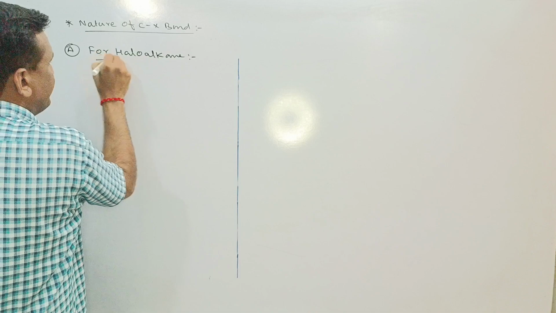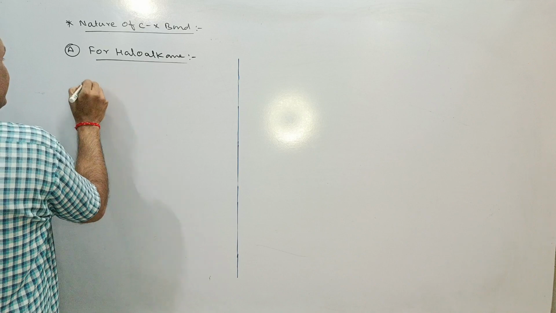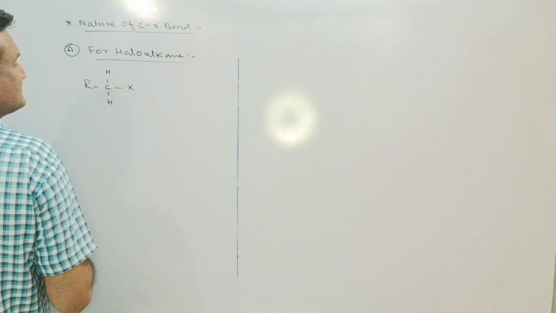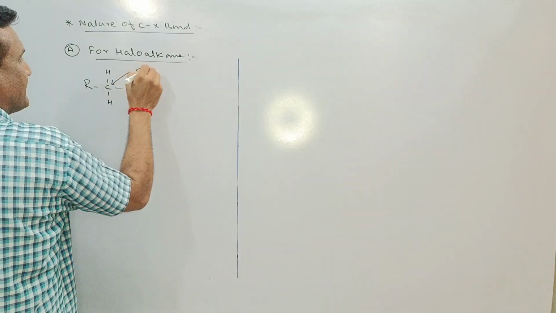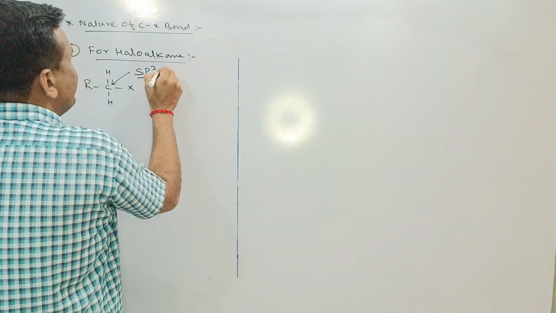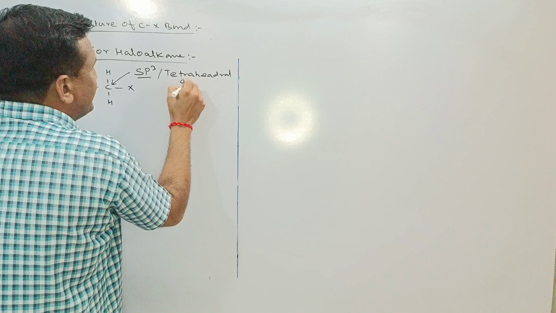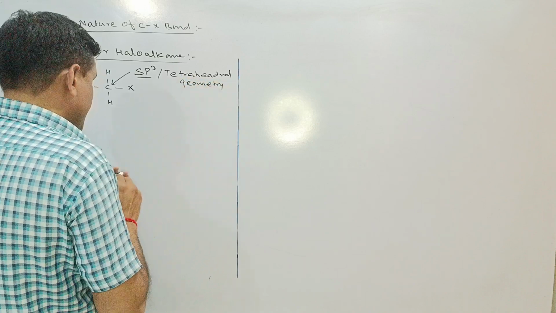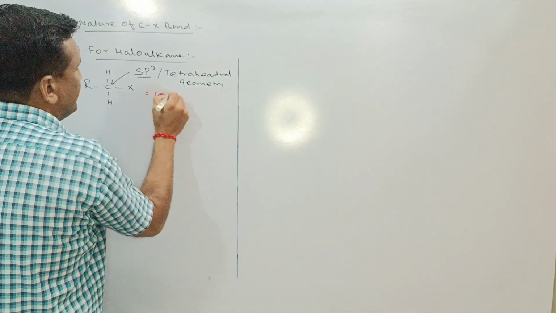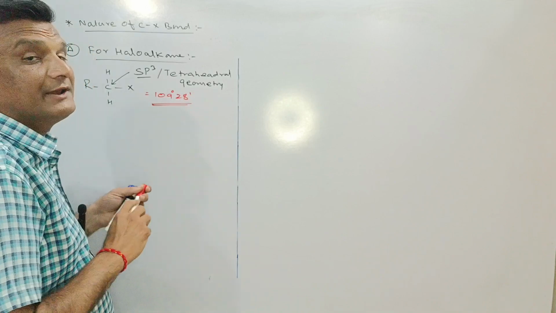Haloalkane. If I go with the haloalkane, then as we all know, this is the example RCH2X. This carbon is in sp3 hybridization because all are sigma bonds. Due to sp3 hybridization, its geometry will be tetrahedral. Tetrahedral geometry, this is the most important. The bond angle will be the proper value, that is 109 degrees 28 minutes, as the bond angle for haloalkane.